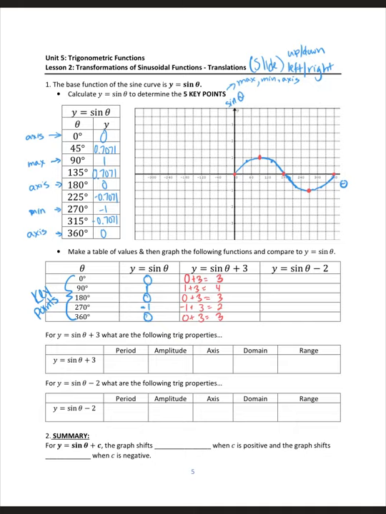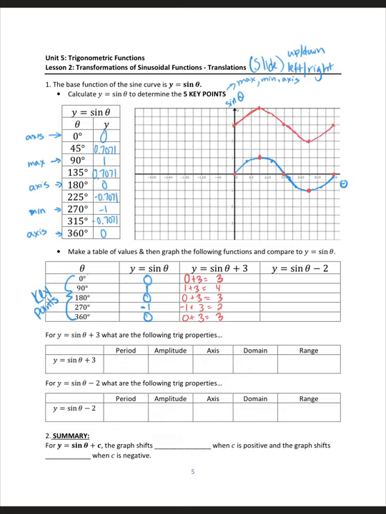Okay, so now my x values haven't changed. My theta values are still 0, 90, 180, 270, and 360, but my y values have increased. So let's plot those points. So now at 0, my y value is going to be 3. At 90, my y value is 4. At 180, I go back down to 3. And at 270 now, I'm down to 2. And at 360, back up to that 3. Okay, if we connect this, hopefully we can see what's happened to our critical points.